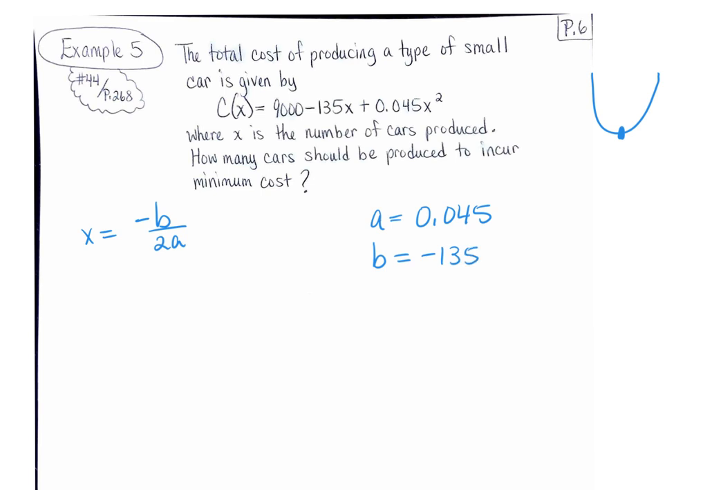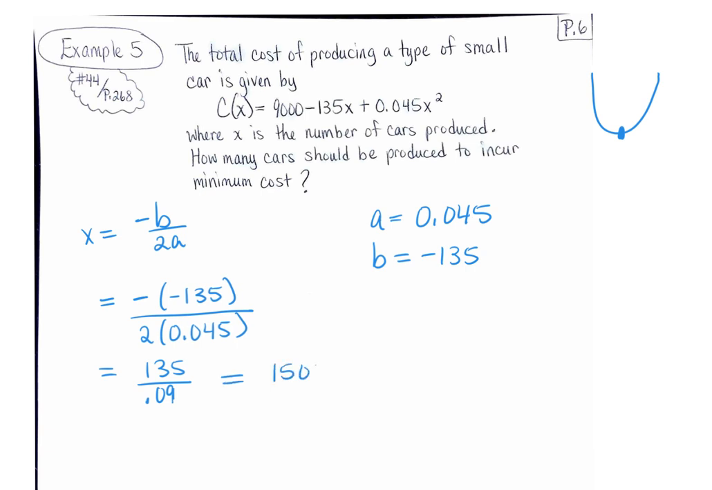And then we can say x is equal to negative times negative 135 all over 2 times a, which is 0.045. And so that's equal to a positive 135. 2 times 0.045 is 0.09. And then you divide that, we get 1,500 cars. So 1,500 cars should be produced to incur the minimum cost.